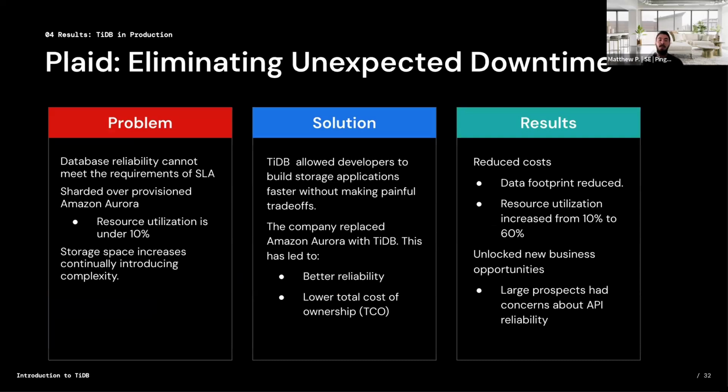Plaid also was encountering issues with scale, and they were on Aurora. They had massive sharded Aurora instances, and each of these individual shards potentially had resource utilization under 10%, which needed to be pre-allocated just in case that portion of the shard ended up receiving massive amounts of traffic unexpectedly. And this led to just massive costs for Plaid. That's why they transitioned to TiDB to replace all these individual sharded Aurora instances with a single unified database. And this led to better reliability and a much, much lower cost of ownership. They also were able to reduce their data footprint, and now the resource utilization on their compute nodes has increased from 10% to 60%.